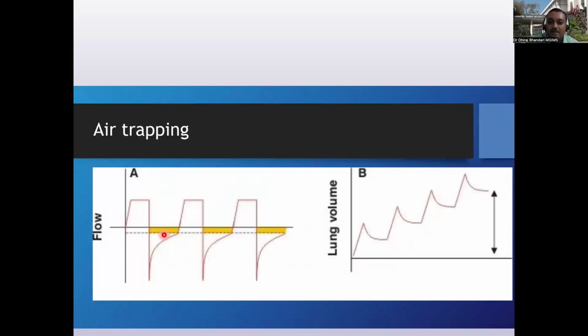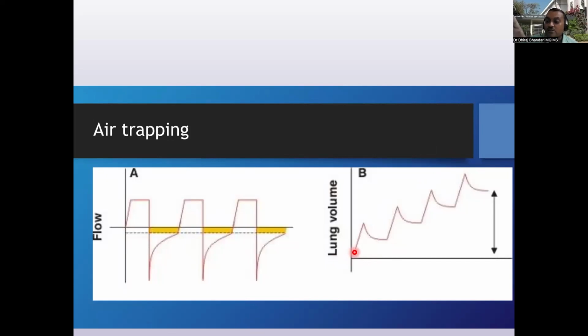Now air trapping, again very important. We talked about auto PEEP in COPD patients, isn't it? In an acute asthmatic patient, a young patient, suppose every time I am delivering a 400 ml tidal volume, 300 comes out, 100 remains. Next breath again I have not corrected it, so the air keeps on accumulating. So what will happen is, your lung volumes will start increasing. So this is actually a medical emergency.